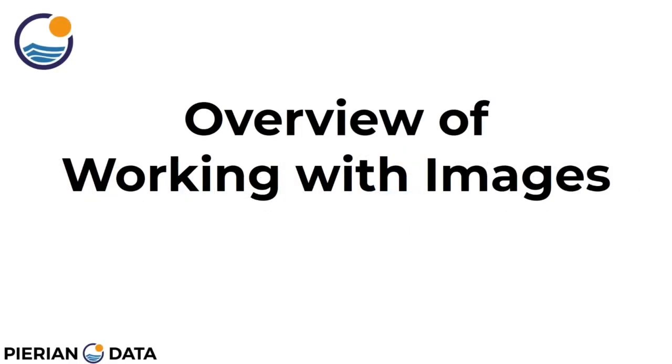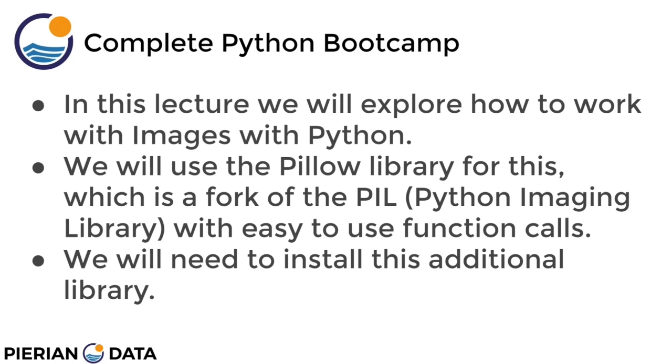Welcome everyone to this lecture where we're going to give a general overview of how you can work with images with Python. So in this lecture, we begin exploring how to work with these images with Python, and we're going to be using the Pillow library for this, which is a fork of the PIL library, the Python Imaging Library. And the Pillow library is really nice with this fork because it has a lot of easy to use function calls. So a lot of functionality is just a simple method call.